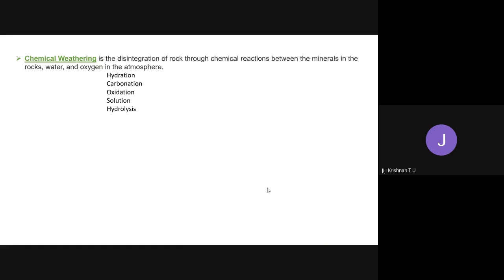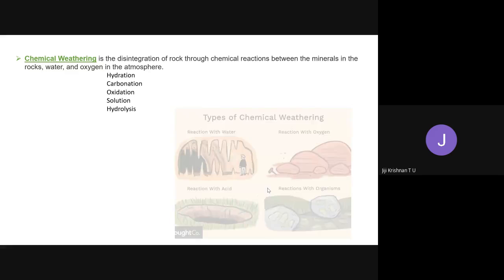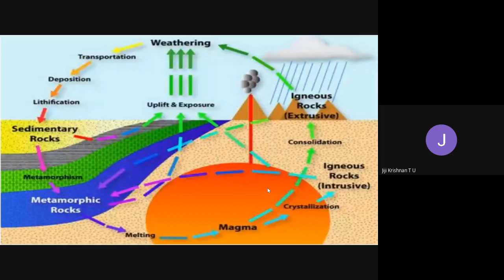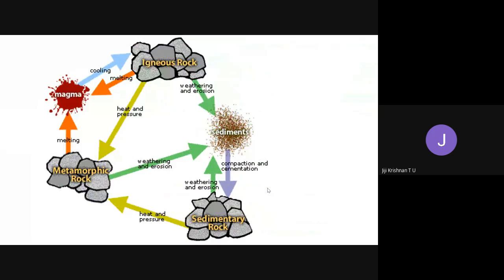Moving to chemical weathering, it is the disintegration of rock through chemical reactions such as hydration, carbonation, oxidation, solution, and hydrolysis. So this is the weathering cycle in which igneous rocks, metamorphic rock, and sedimentary rock, due to their disintegration or uplift and exposure, weather, and then they are transported and deposited and lithification occurs, and again this process continues. So this is a simple figure which explains how this weathering occurs.